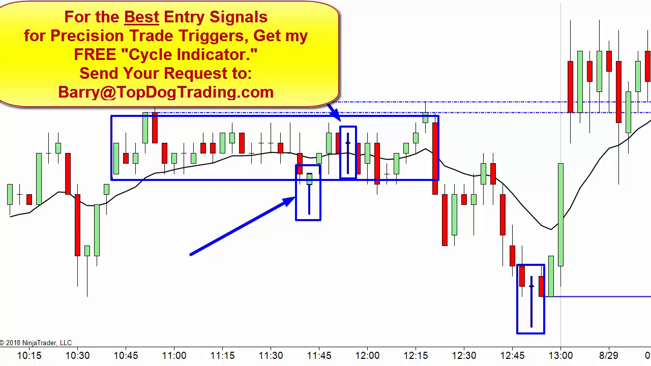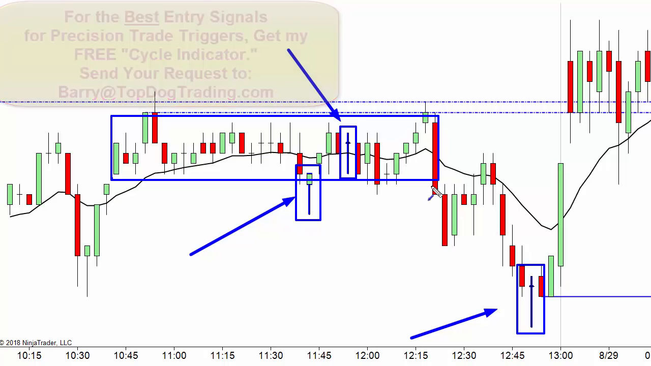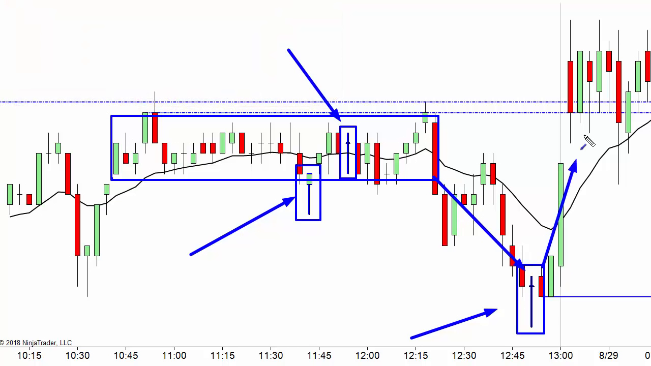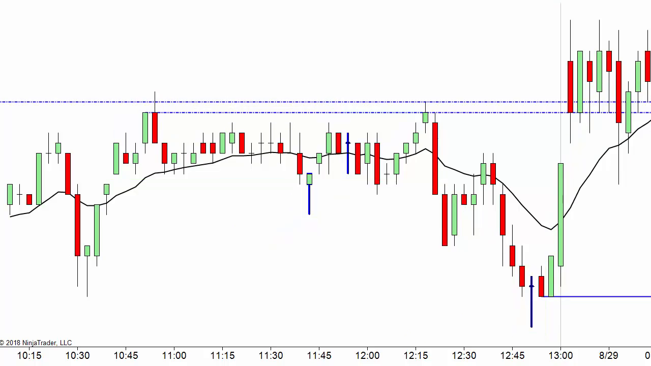So here we get another pin bar, and this one does indeed put in a swing low, but now we've broken out of that range, and then it goes up, and then it just kind of goes sideways again. But if you took that trade, at least you got some money.